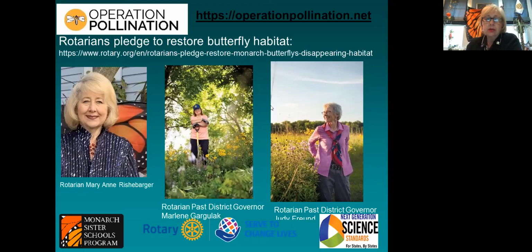We have an organization called Operation Pollination, and anybody can sign the Operation Pollination Pledge to say that they will do something to help support the monarchs. So you just go to operationpollination.net. You can print out a pledge for your Girl Scout troop or your school or your homeschool network, and create a pollinator pledge, and then send it to me, and it'll get logged.